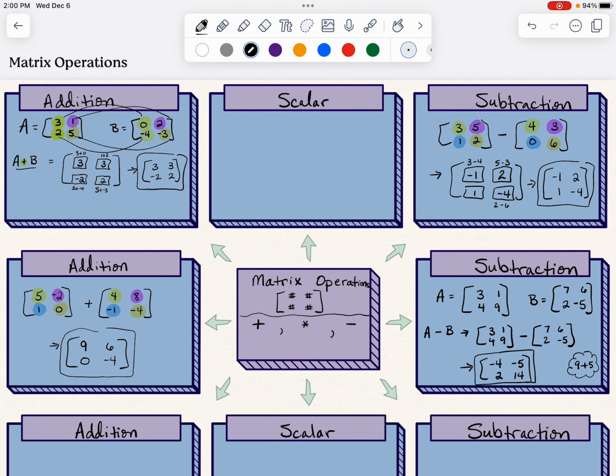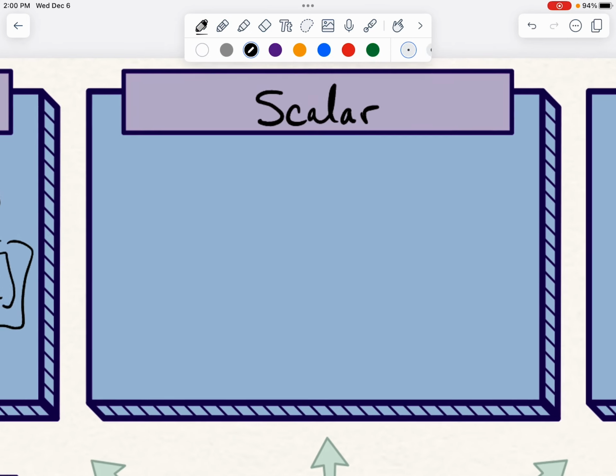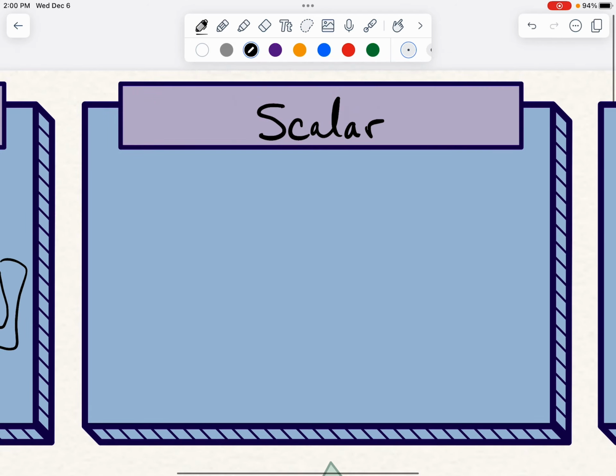Okay, let's look at what we do when we have multiplication in between. And we say that this is multiplying by a scalar number. A scalar number is just a number that's out front that you're going to multiply by. So in order to do this, we're going to go back and review the distributive property.